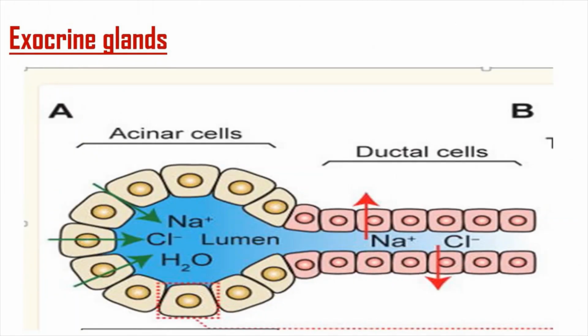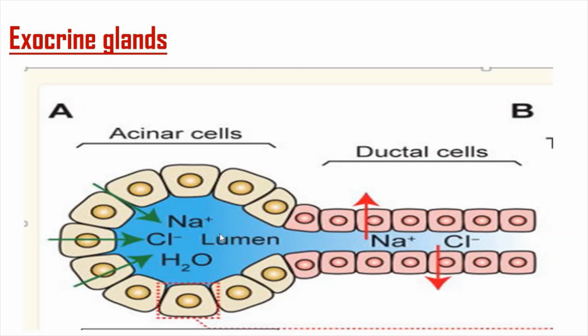Now, this diagram is a schematic drawing of an exocrine gland. So an exocrine gland has got this duct portion here. So these are ductal cells. This is a conducting portion. And then it has these acini cells. So this is the gland. The glands will produce among many other things, sodium, chloride, and water.